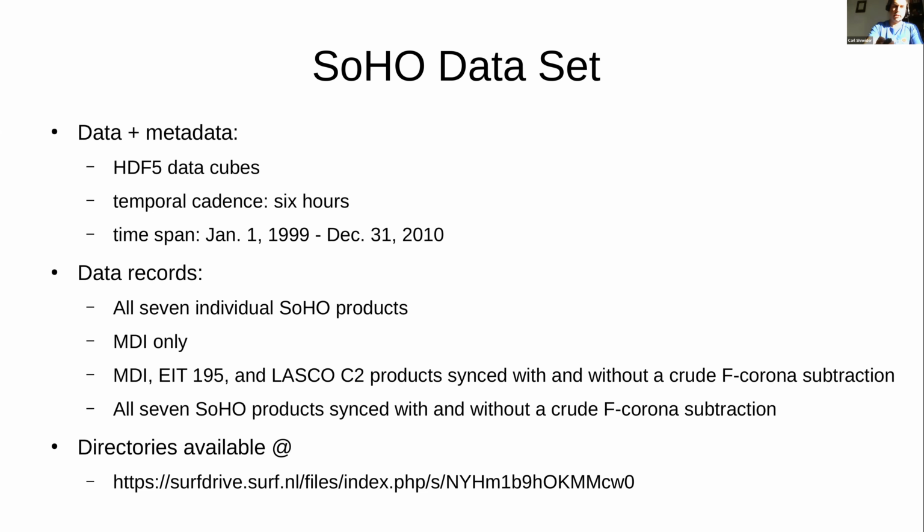So these are the data records. There's just one product, MDI only, for 10 years, which is around 16,000 files. Then 3 products together that are synchronized in time, and then all 7 SOHO products that are synchronized in time, with and without the F corona. Yeah, and that concludes my presentation.